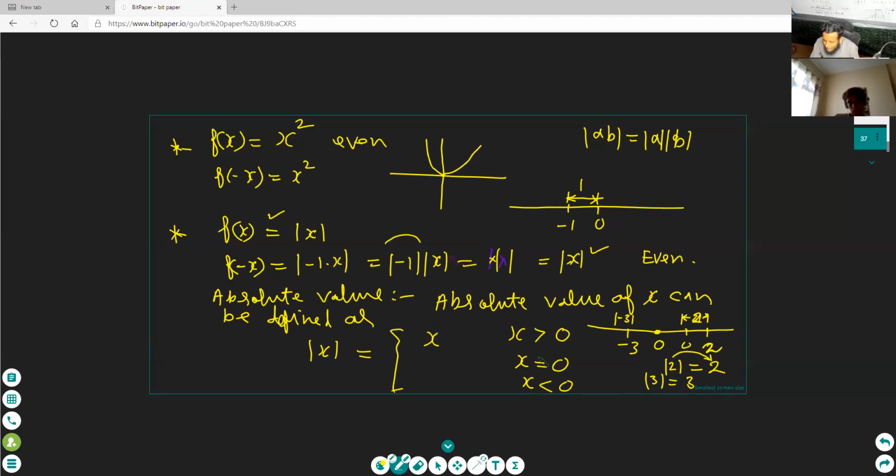Is it clear or not clear? Yeah, clear. Absolute value tells me the distance of 0 from 0. What will be the distance of 0? If you put 0 here, it is 0. Okay, now the distance of negative numbers.